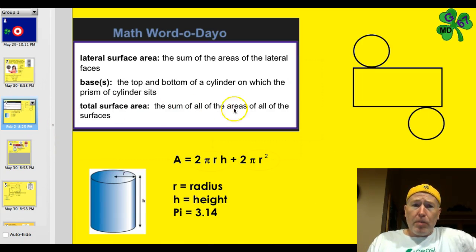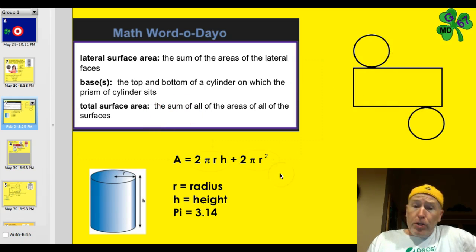Let's take a look at the must-know words today. When you talk about finding surface area of cylinders, you're really talking about 2 types of things. You're talking about the lateral surface area. That's this piece here, the soup label, or the rectangle part of the net, as I keep calling it. And then you've got the bases. That's the top circle and the bottom circle. And so the total surface area is when you add all those together.